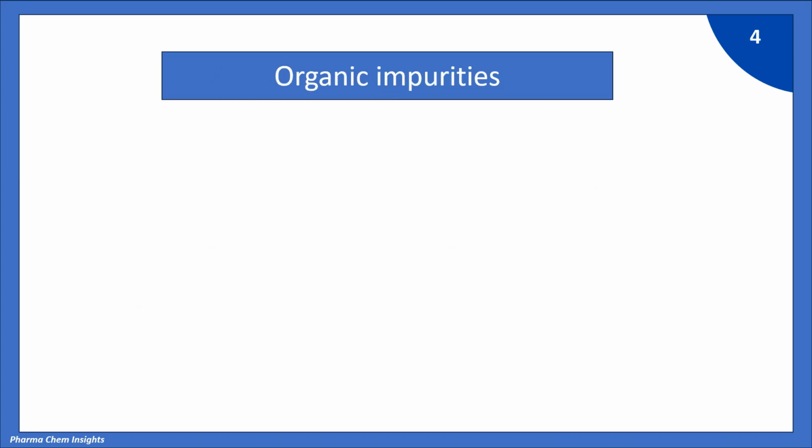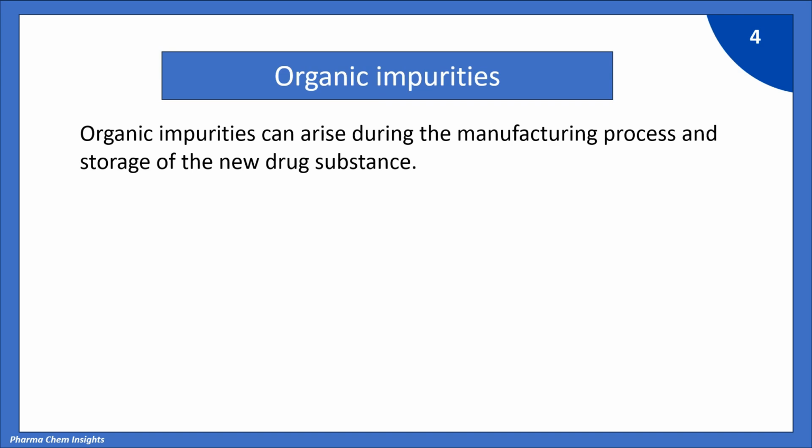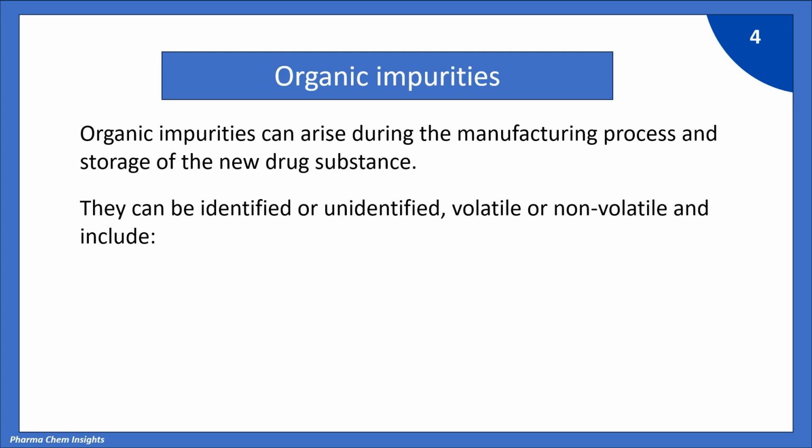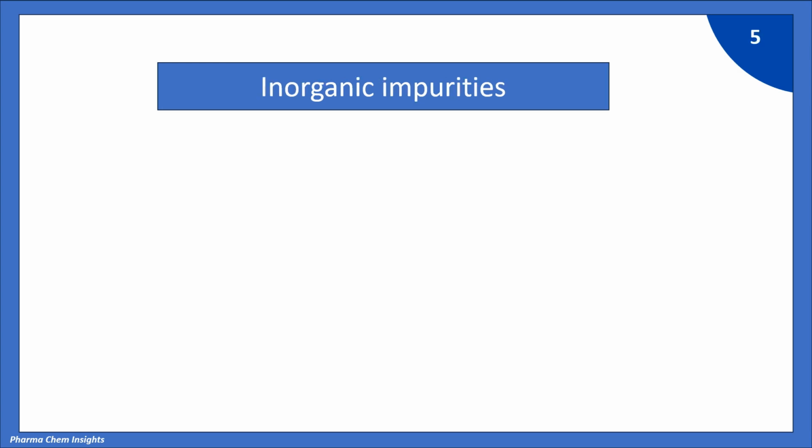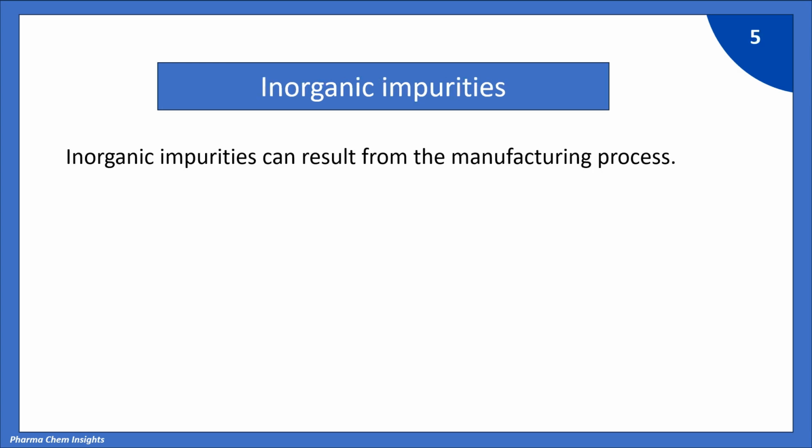What are organic impurities? Organic impurities can arise during the manufacturing process and storage of the new drug substance. They can be identified or unidentified, volatile or non-volatile, and include starting material, byproducts, intermediates, degradation products, reagents, ligands, and catalysts.